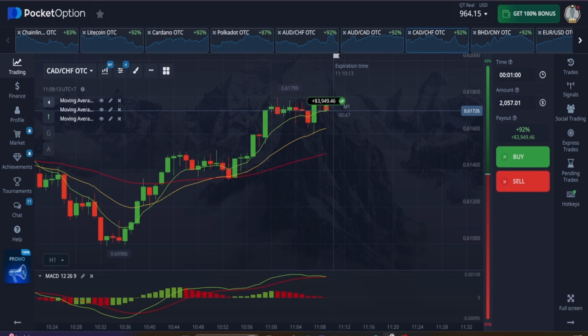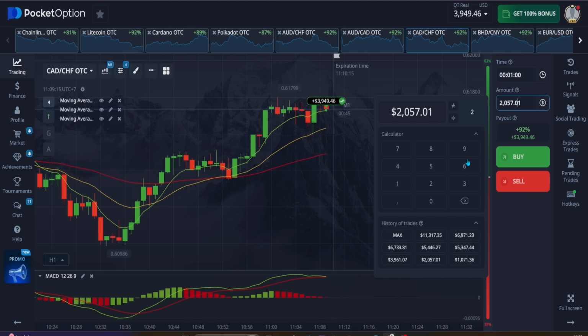The trade has closed in profit. With this setup completed, we'll now open the market again and wait for the next valid technical confirmation.